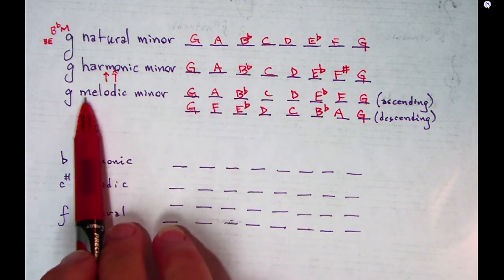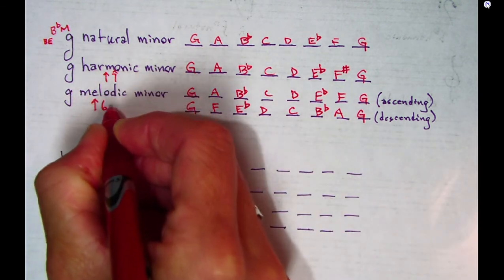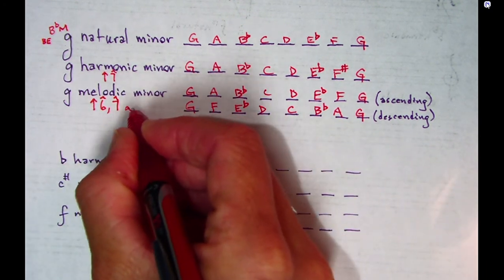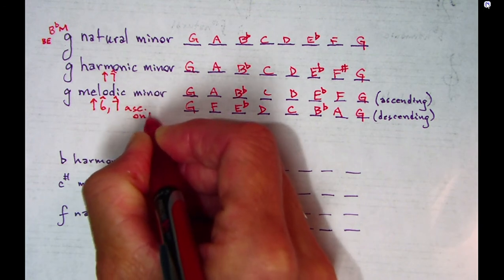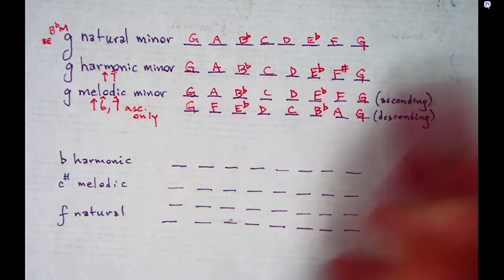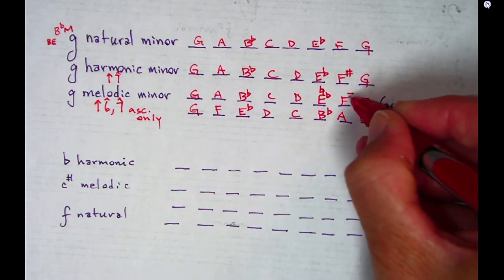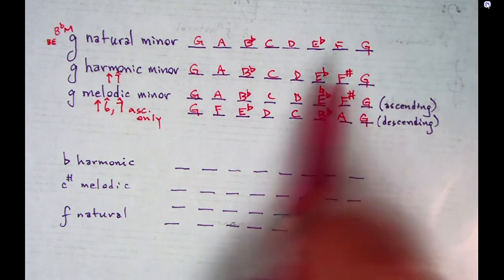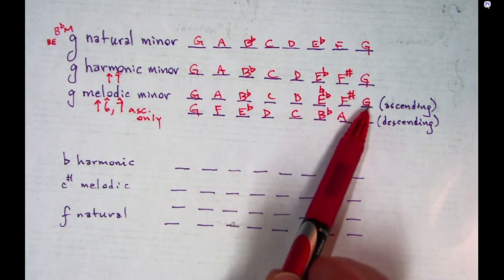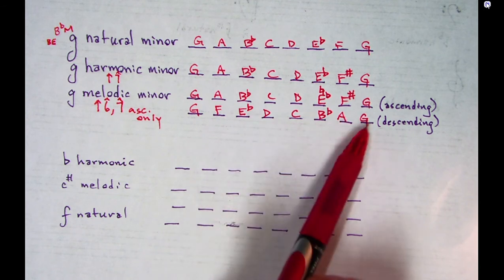There are no alterations. Now, ascending in the melodic, you raise the 6th and the 7th scale degrees. Okay? That is ascending only. So in my ascending 1, 2, 3, 4, 5, 6, I'm going to raise that E flat to an E natural, and the 7th scale degree is F natural. I'm making it F sharp. So the ascending version is G, A, B flat, C, D, E natural, F sharp, G, and then descending G, F, E flat, D, C, B flat, A, G.